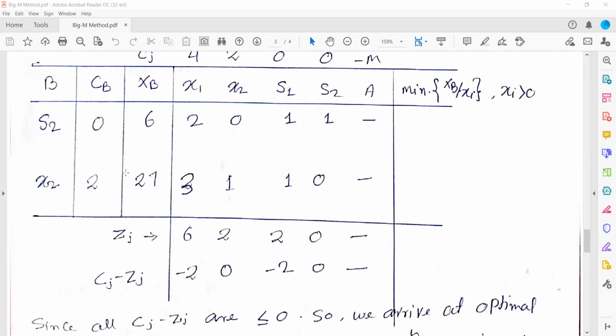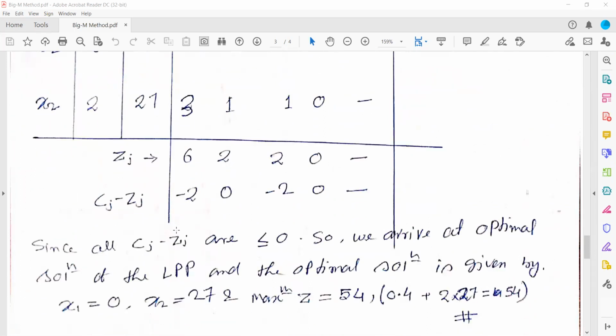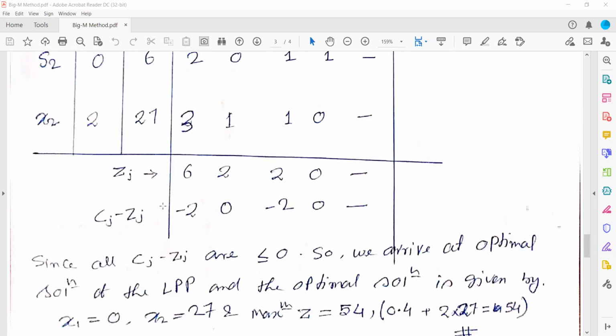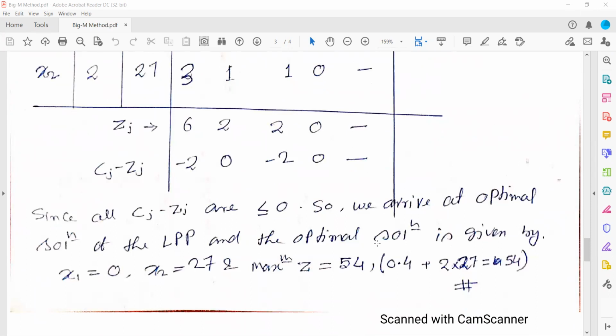Or in other words, you can just put this value of 0 and 27 in your objective function, and you will get the maximum value of Z.